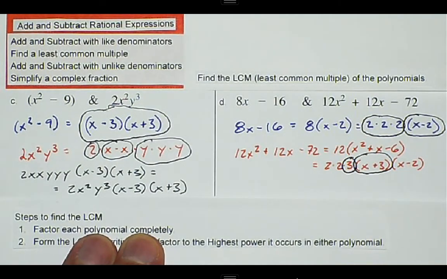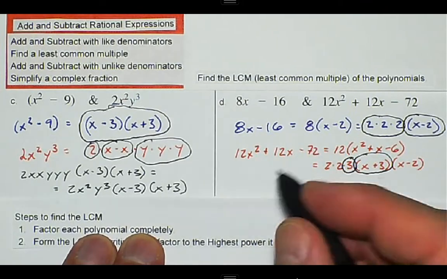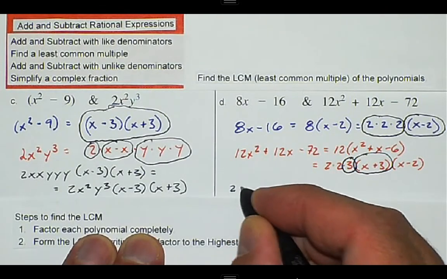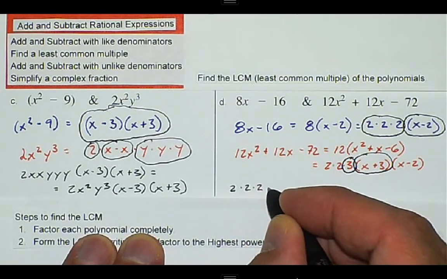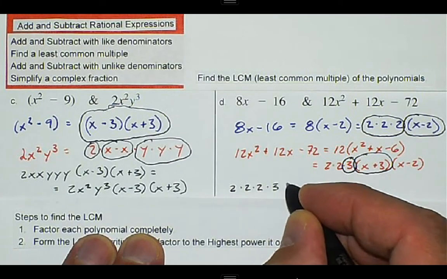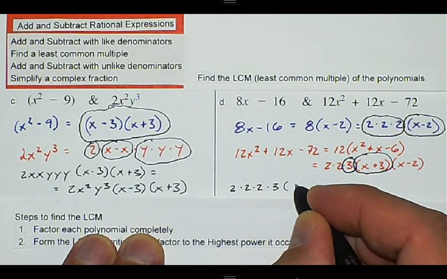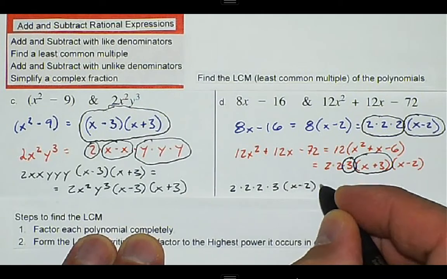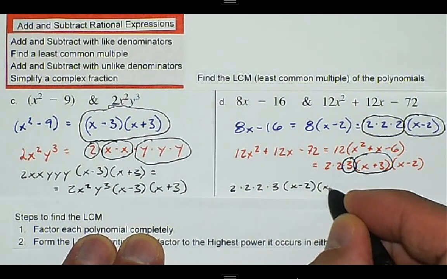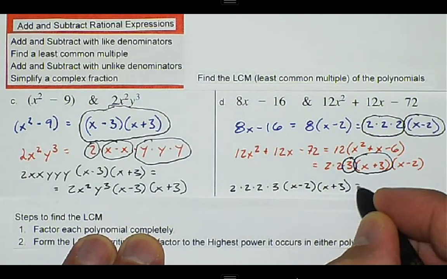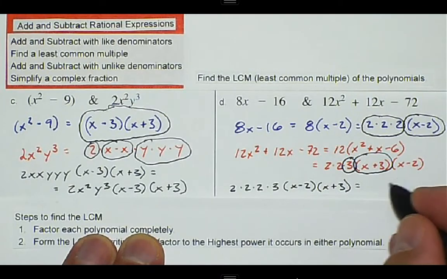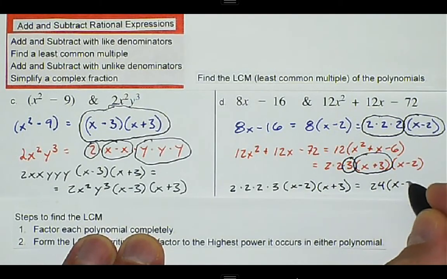So then we can rewrite this. We can write it as 2 times 2 times 2 times 3 multiplied by x minus 2 multiplied by x plus 3. And then we can write this as 24 times x minus 2 times x plus 3.